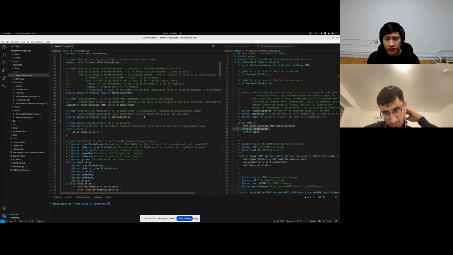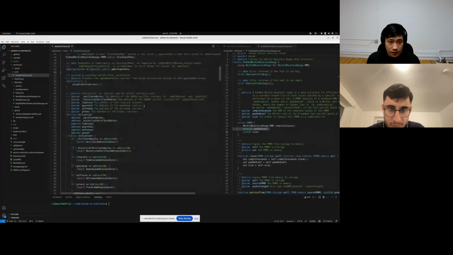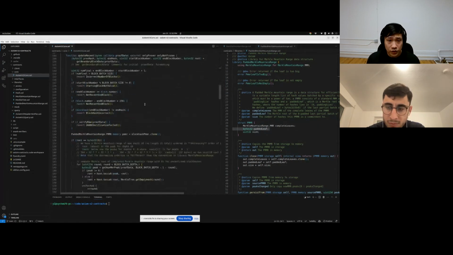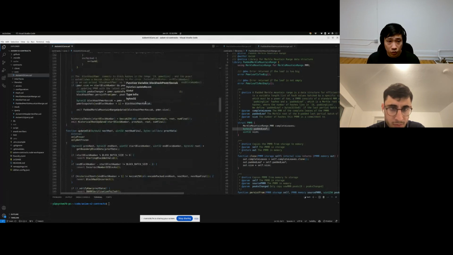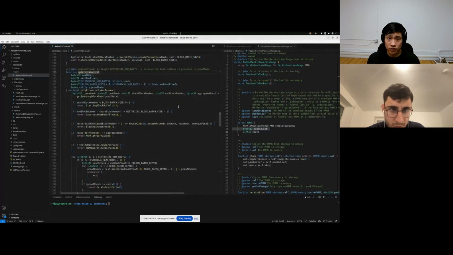So there's sort of two pieces to this. The first is once we deploy the contract, how do we actually get it in sync in the beginning? And second, once the contract is live, how do we keep it in sync? Now, the first thing to do is once we deploy the contract, we need to run this update historical function. What this does is start from a validated block hash and prove a chunk of 128 times 1024 block hashes backwards.